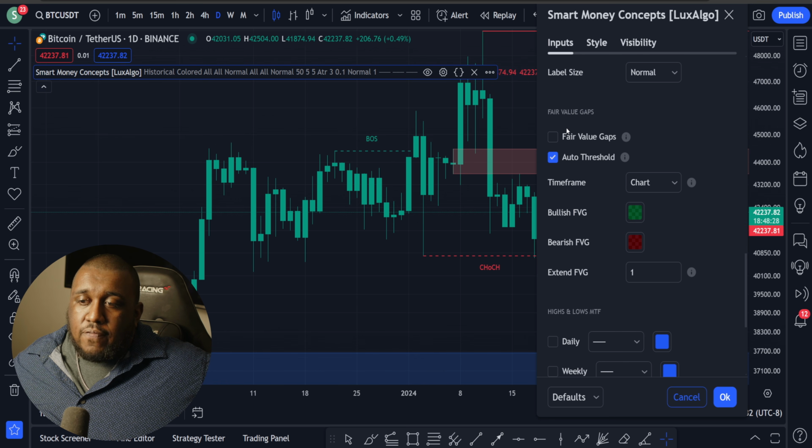Next up, we're going to be talking about fair value gaps. This one is checked right here. It doesn't do anything until you check the top one right here. Fair value gaps displays fair value gaps on the chart. You will see quite a few fair value gaps on this chart.